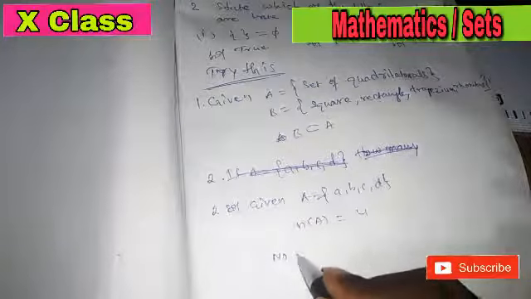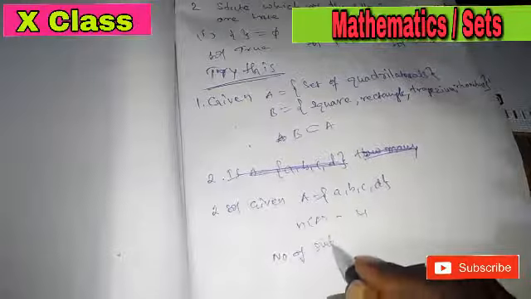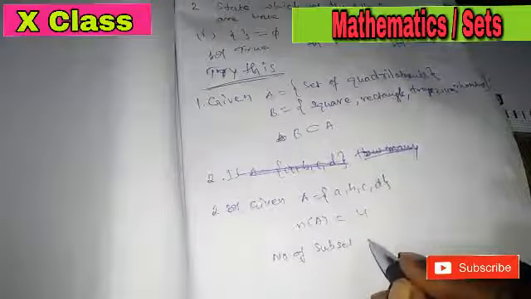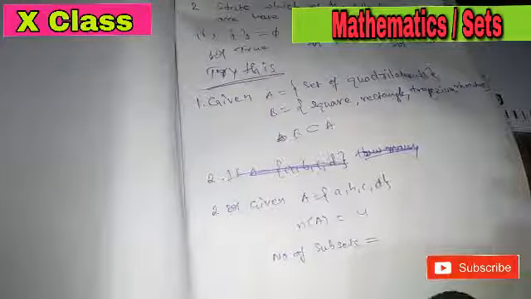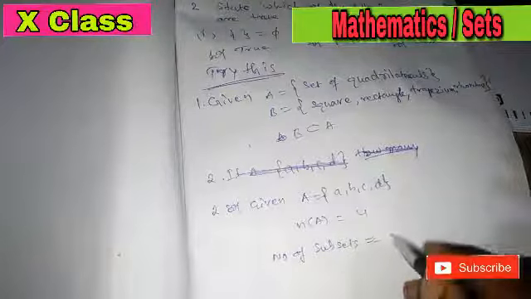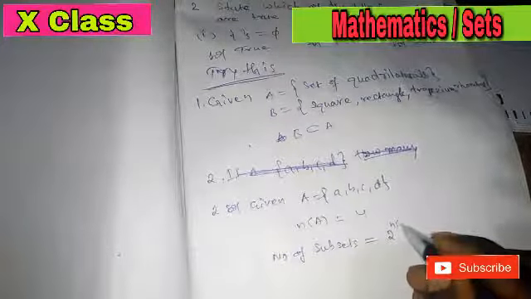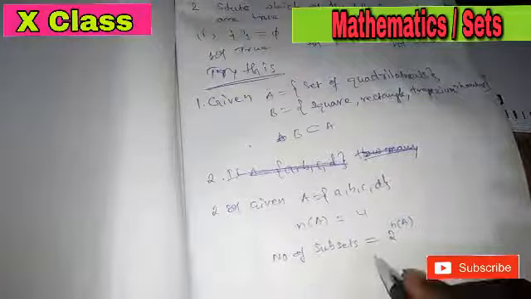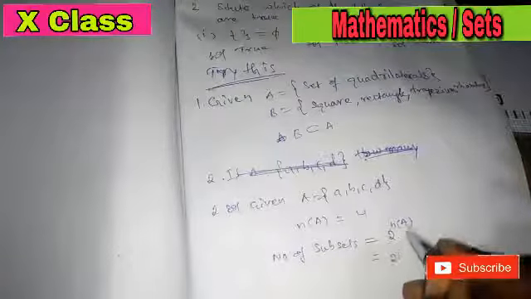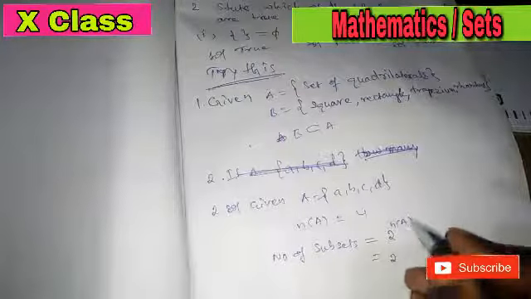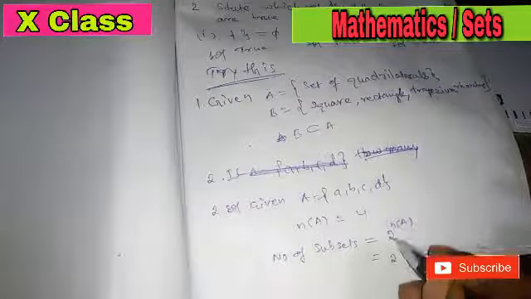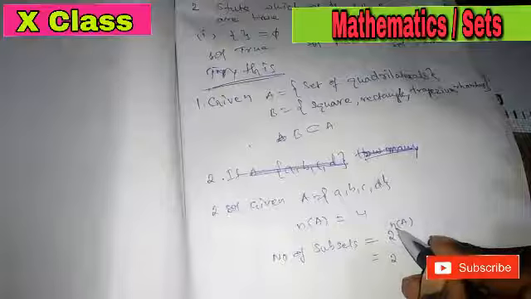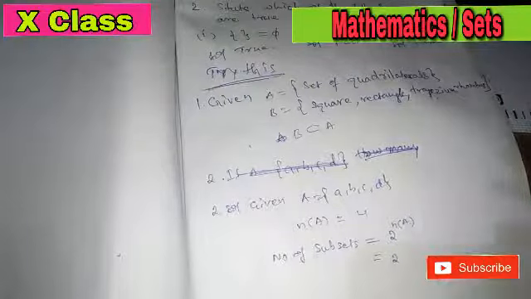So now, the number of subsets. How can you write it? 2 to the power of n of A. So that is equal to 2 to the power of the cardinal number; here I write the power. Understood? This is the formula: 2 to the power of n of A.